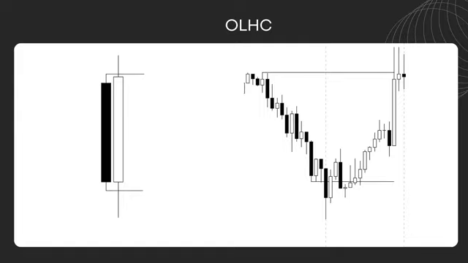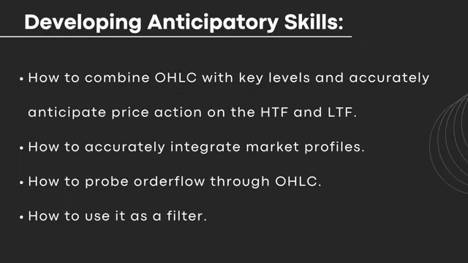Now we're going to move on to the most important part of this chapter, which is building and developing anticipatory skills, right? This part of the chapter will deal with how you're going to use open high low close to refine and develop your anticipatory skills, and how you're going to make sure that you only trade the high probability conditions and avoid the lower probability ones, right? That's what anticipation is all about.